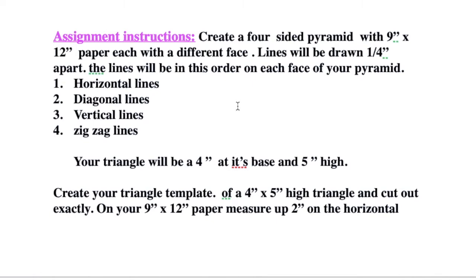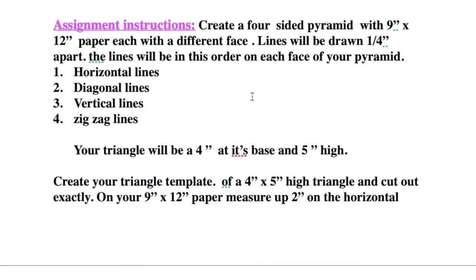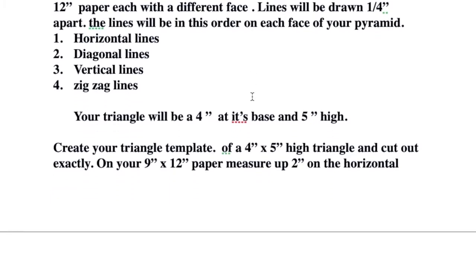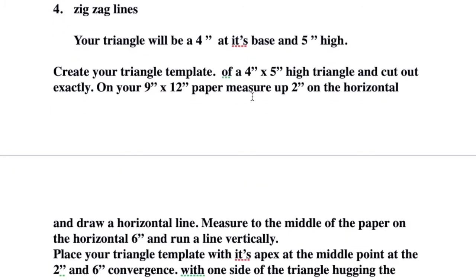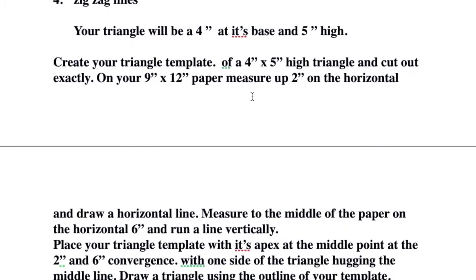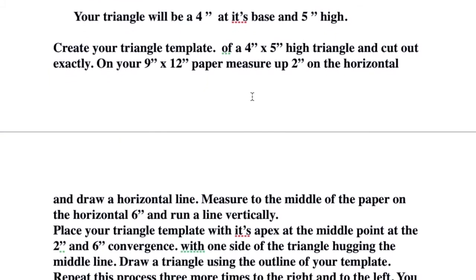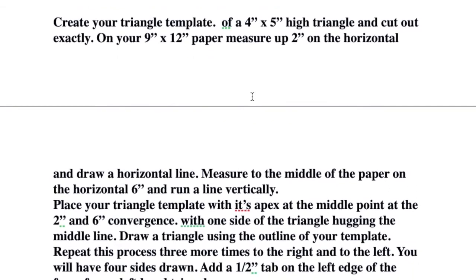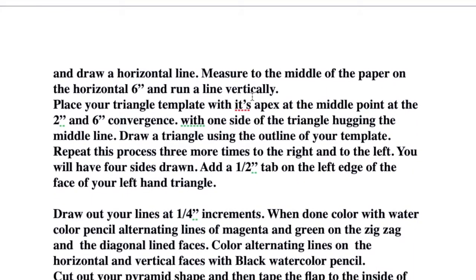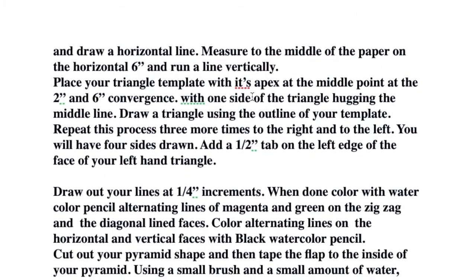So, assignment instructions: create a 4-sided pyramid with 9-inch by 12-inch paper, each with a different face. Lines will be drawn 1/4 inch apart. The lines will be in this order on each face of your pyramid: horizontal lines, diagonal lines, vertical lines, and zigzag lines. Your triangle will be 4 inches at its base and 5 inches high. Create your triangle template of a 4 by 5 inch triangle and cut it out exactly. On your 9 by 12 paper, measure up 2 inches on the horizontal and draw a horizontal line. Measure to the middle of the paper on the horizontal, 6 inches, and run a line vertically.